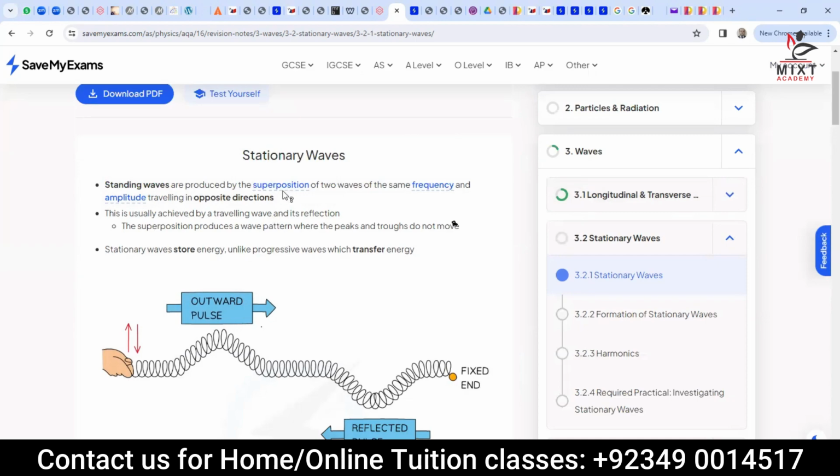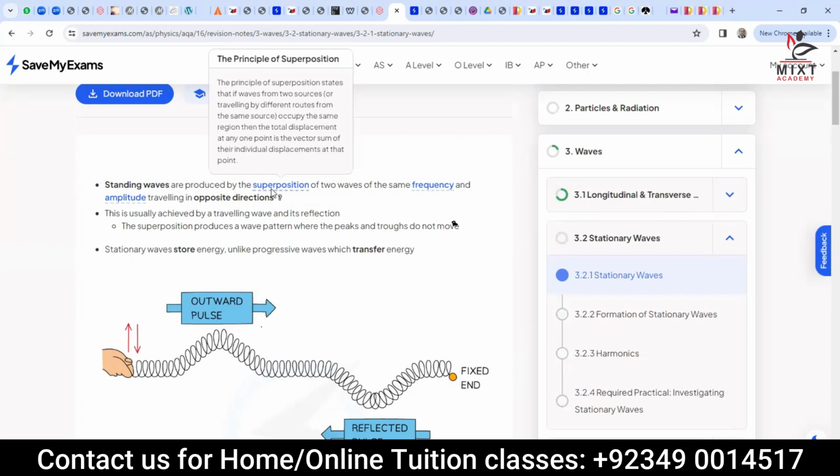So basically, standing waves are produced by superposition. Now the word is superposition, a very interesting word. The principle of superposition states that if waves from two sources traveling by different routes occupy the same region, then the total displacement at any point is the vector sum of their individual displacements at that point.